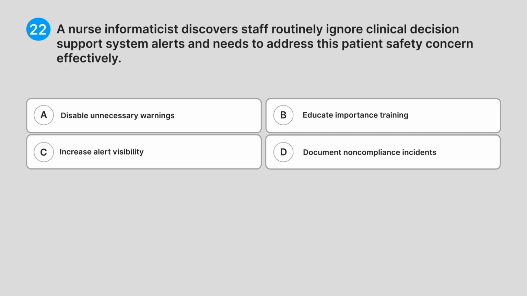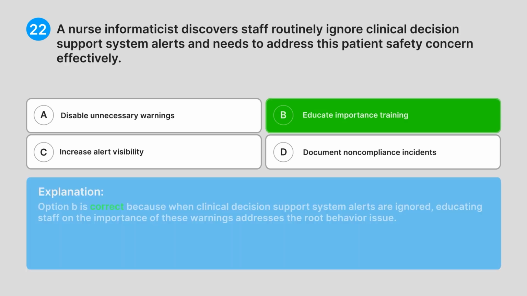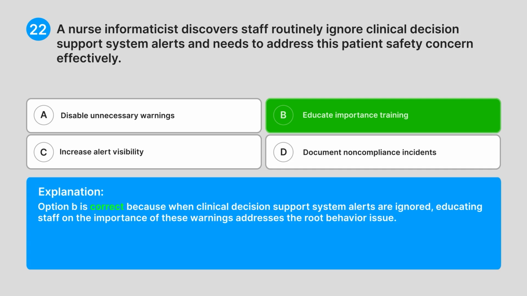Correct answer. B. Educate importance training. Explanation. Option B is correct because when clinical decision support system alerts are ignored, educating staff on the importance of these warnings addresses the root behaviour issue.